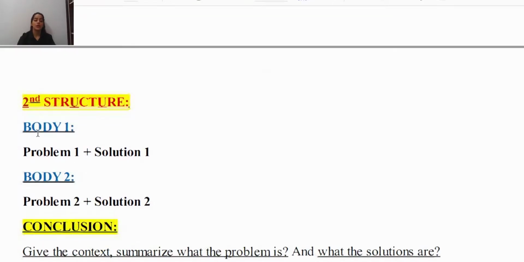Let's move on and talk about another format that you can go for. The second structure: you can go for a problem and immediately provide a solution. So a problem and a solution in the first body paragraph, while the second body paragraph will be related to the second problem and the given solution.